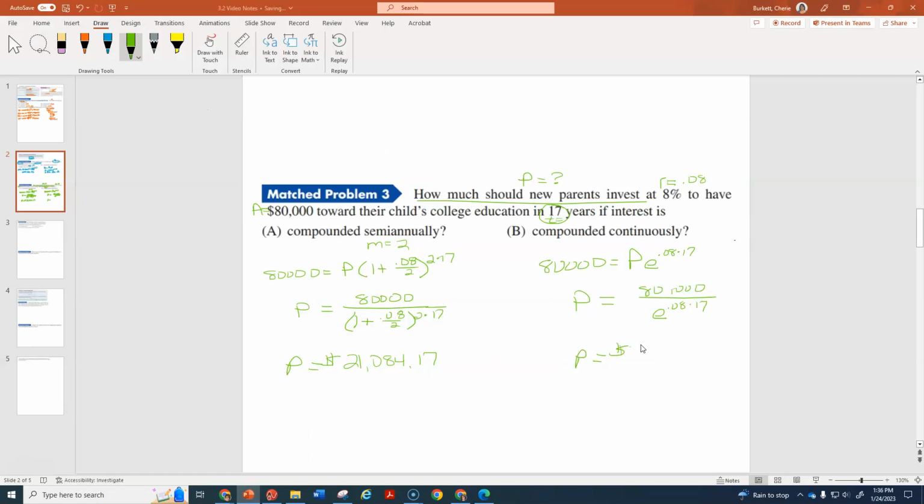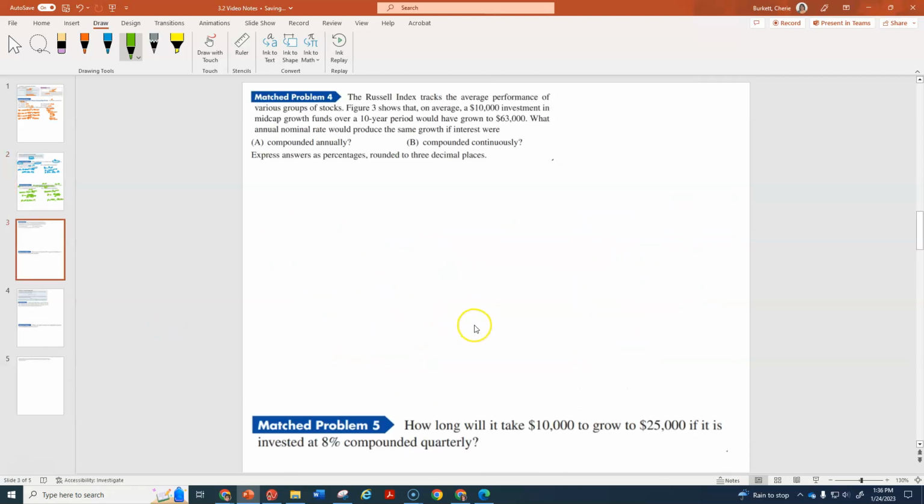I need $20,532.86. Okay, so for this one, the thing that's missing is what rate. So I'm looking for the interest rate. I'm still using the same problem. I want to have $63,000 at the end of my savings. I'm going to start off with $10,000. I'm going to be compounding it annually, so my M is 1.